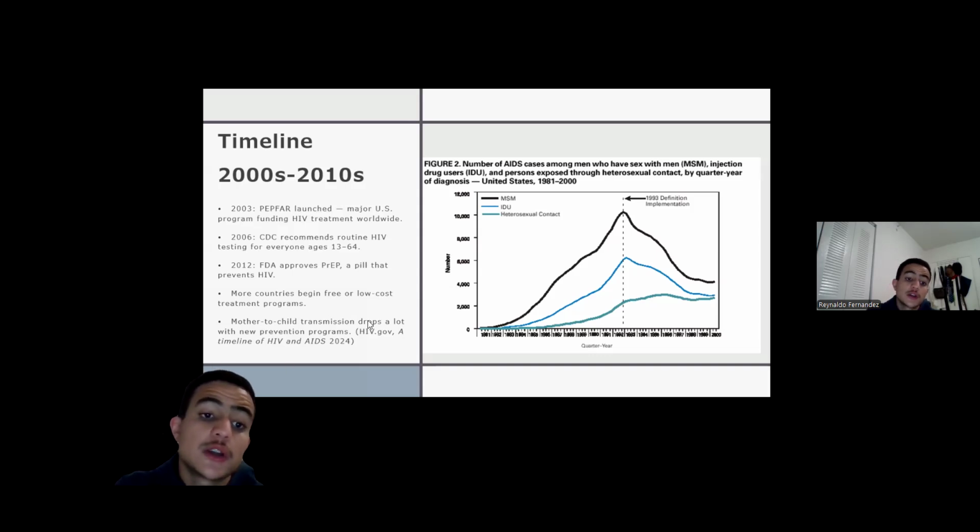And then mother-to-child transmission drops with new prevention programs. So now we're talking about how the mother can get tested to know if she has HIV. And we have even drugs that prevent mothers from infecting their child through breast milk or through pregnancy. In this diagram from the CDC, we see that by 1993, when implementation to fight HIV was done, the number of AIDS cases in men started decreasing very rapidly when awareness started happening.